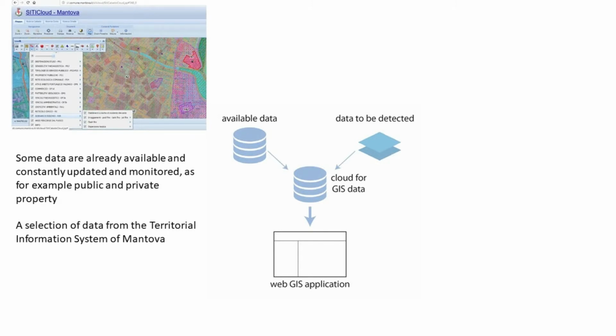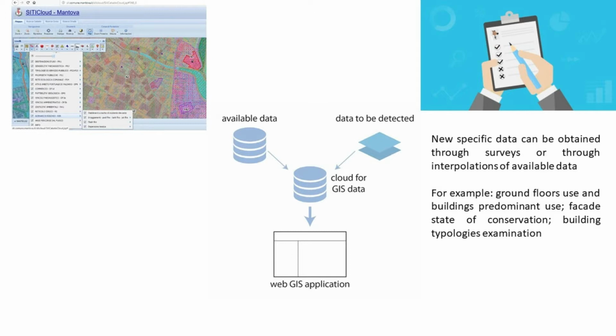Some data were already available. They are a selection of data from the Territorial Information System of Mantova, for example, public and private property. Other data have been collected from scratch through specific surveys, for example, ground floors use and building predominant use, facade state of conservation, building typologies examination. Available data and collected data compose the cloud for GIS data.